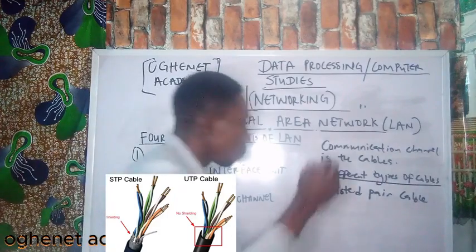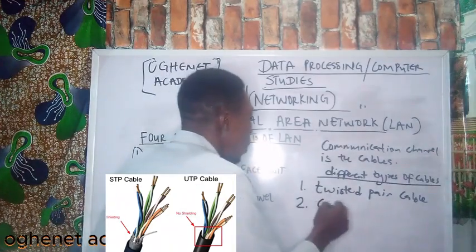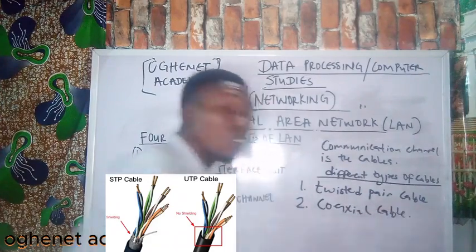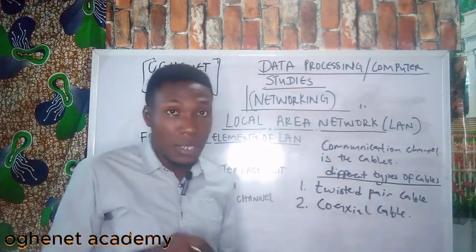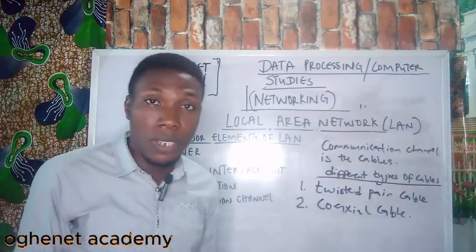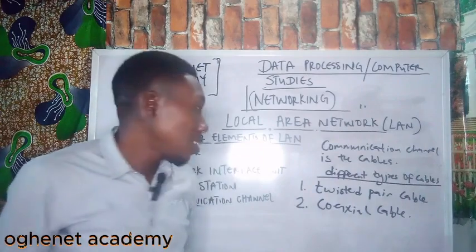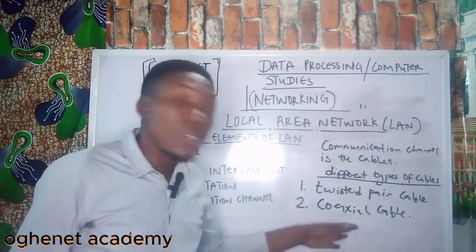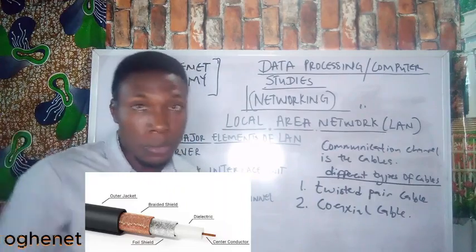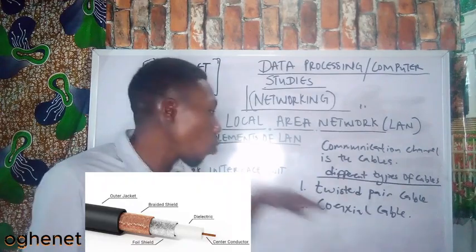Now let's go to the other type of cable. The other type of cable is your coaxial cable. Now, most of us are familiar with this one. If you can see the image here, how many of us know the cable that is connected to our decoder? The cable that is connected to our TV set? The coaxial cable is that cable, as you can see directly below me. This is one of the cables that is used in networking.